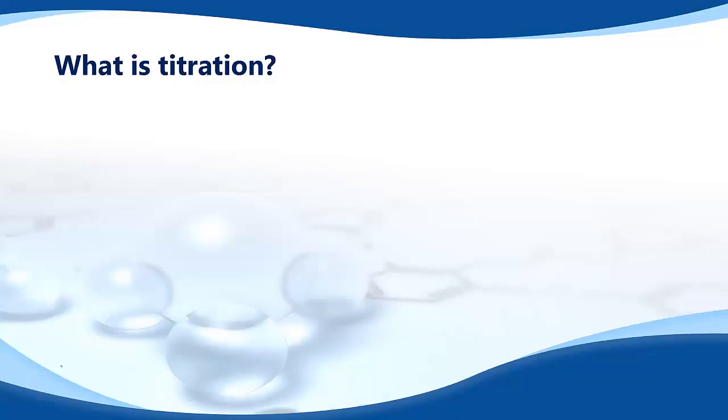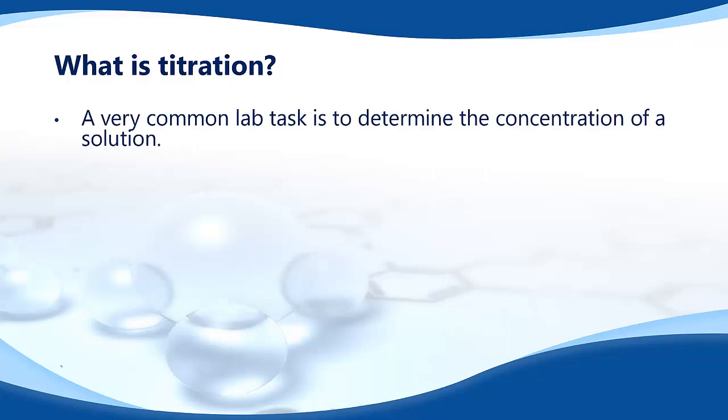Okay, so we should probably start off by explaining what a titration is. A lot of times when you're in a lab, one of the tasks that you're going to have to do is make reagents or chemicals that are involved in a reaction, and they have to be made to a certain concentration. In order to determine the actual concentration of the solution you created, you have to perform what's called a titration.